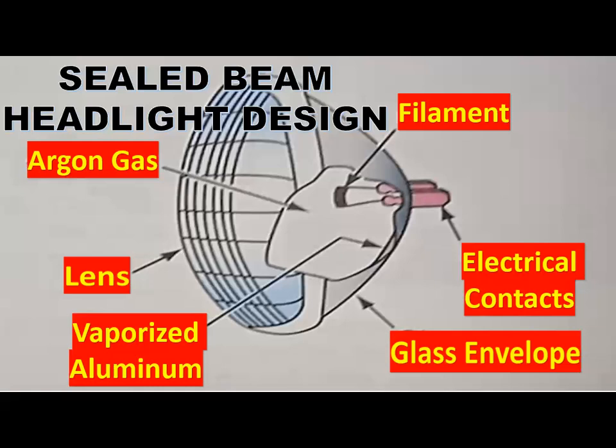Seal beams may contain one or two filaments. If the seal beam operates on both high and low beam, it has two filaments and three terminals. Some seal beams that operate only on high beam contain a single filament and two terminals.